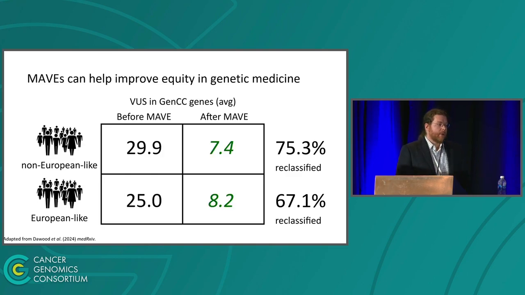If we look at variants of uncertain significance in GenCC, which is one really nice list of all of the genes that are potentially clinically relevant, we can see that if we had a really good multiplex assay for all of the genes, we would again be able to reclassify a very large proportion of variants and help get rid of this population-based disparity.